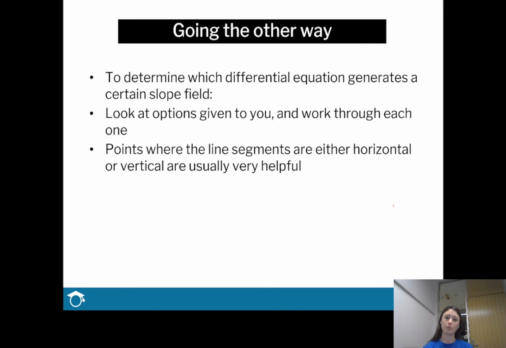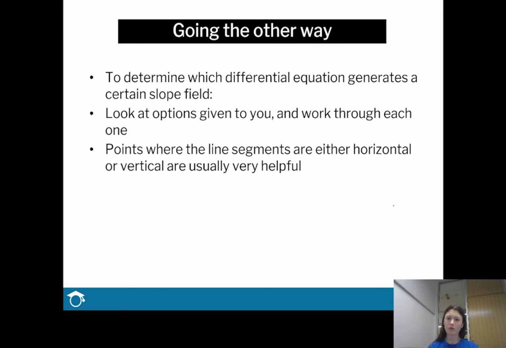So tips for when you're going the other way and you're given a slope field and you need to come up with the function. You'll usually be given these for multiple choice questions. It's not too difficult. I think in some of the previous externals what was given is a slope field and then 4 different functions, and then you need to figure out which function matched the slope field.